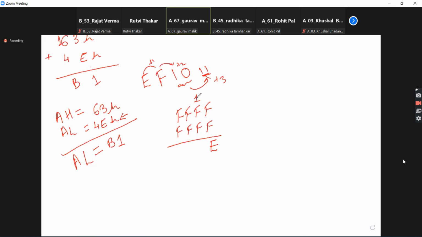1F. Okay, so I'll get 1 over here and F over here. Again, F plus F is what? 1E. 1E plus 1 is what? 1F. So I write down 1F. Last, F plus F is 1E. 1E plus 1 is 1F.